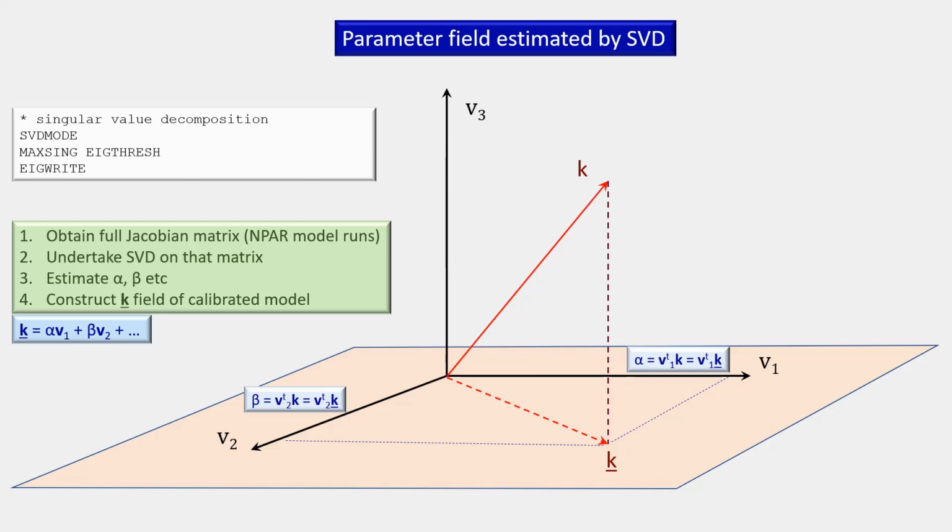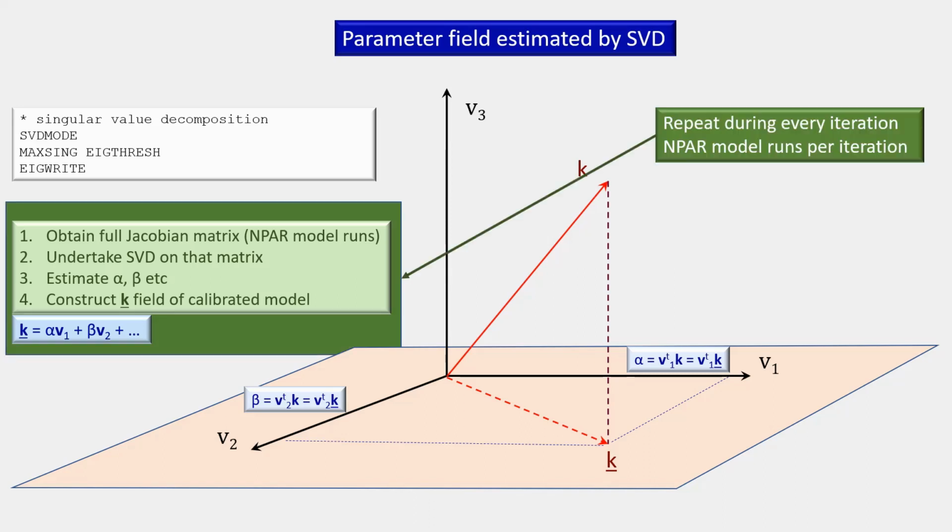So when we use singular value decomposition in a PEST control file, every iteration of the inversion process goes like this. First, we calculate a full Jacobian matrix by running the model as many times as there are adjustable parameters featured in the PEST control file. Then we undertake singular value decomposition of that matrix. Through doing that, we define little v1, little v2 that span the solution space. Using a little bit more of the mathematics of the matrices that emerge from the singular value decomposition process, we calculate alpha and beta, and finally calculate k underscore, and then we repeat that entire process during every iteration of the inversion process.